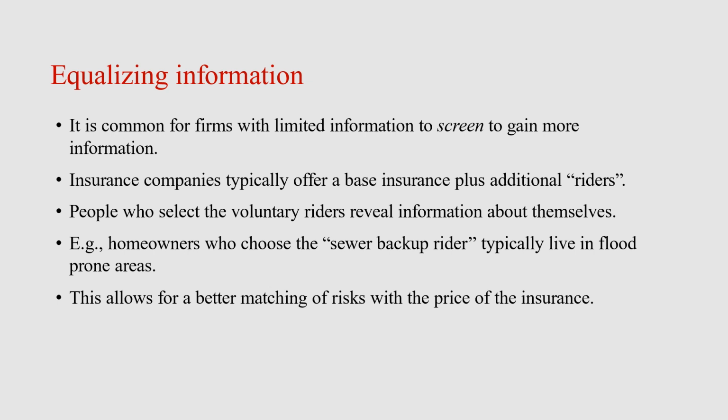Insurance companies typically offer a base insurance plus additional riders. Okay, that's how insurance companies can deal with this. People who select the voluntary riders reveal information about themselves. Homeowners who choose the sewer backup rider, for example, typically live in flood-prone areas. This allows for better matching of risks with the price of insurance.